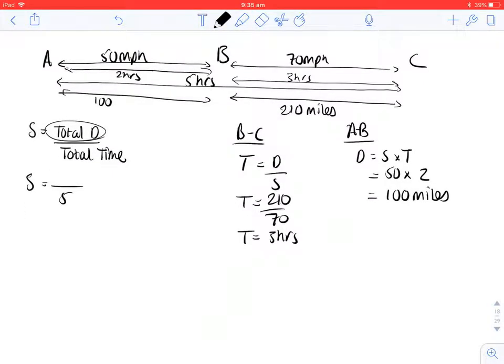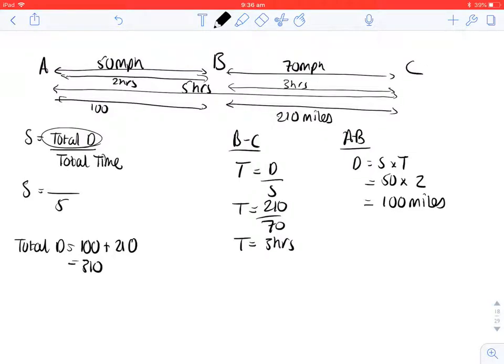So the total distance is going to be 100 miles, add 210 miles, 310 miles. So therefore we can say 310 can go in here, and the speed is going to be 310 divided by 5. So 5's into 310, 0, 6 with a 1 and 2, 62 miles per hour.